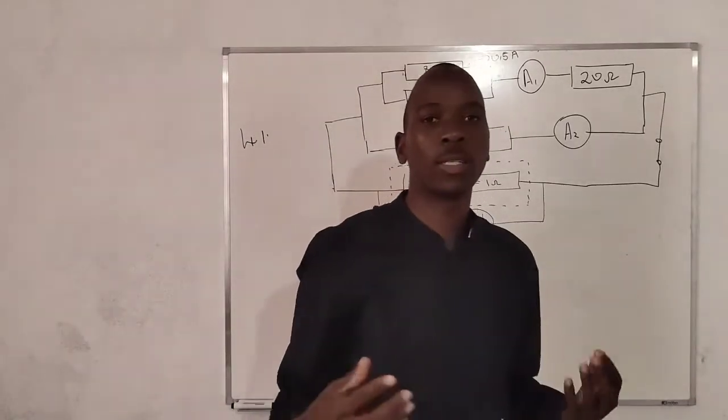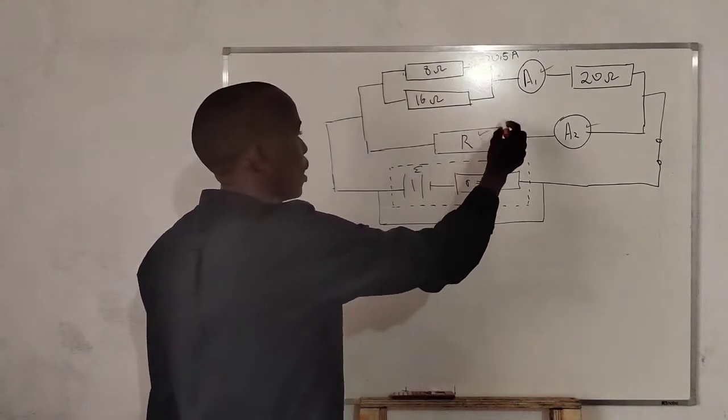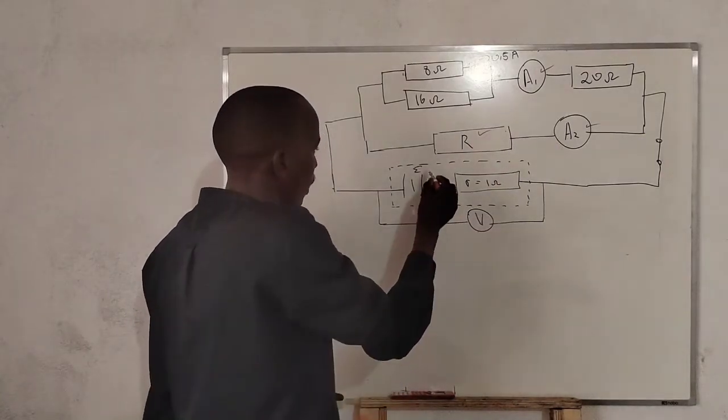Hi guys, I have just returned with more circuit problems. Here is a circuit on the screen, and we have not been given that much information, but we can work with what we have to find all the missing variables. At some point in this circuit we will be required to calculate the reading on A1, the reading on A2, the resistance R, as well as the EMF.